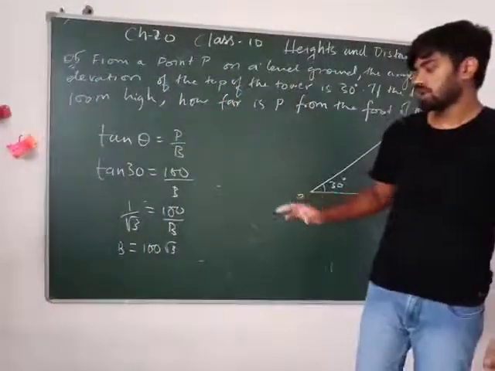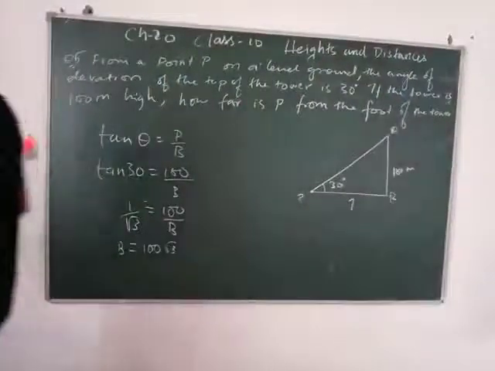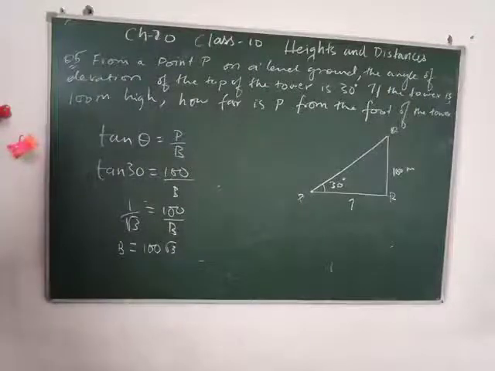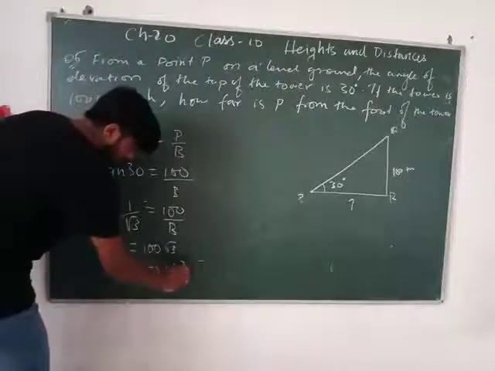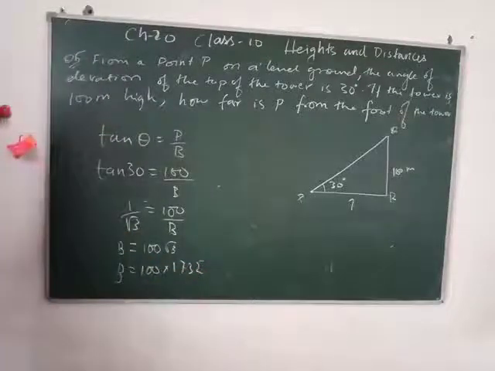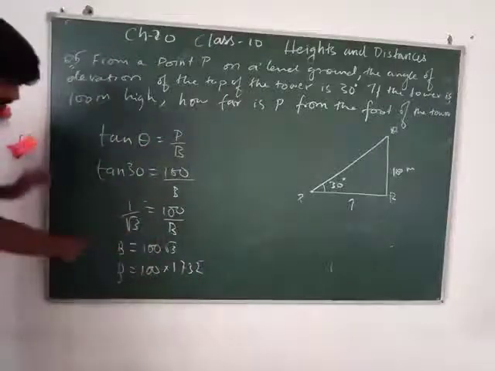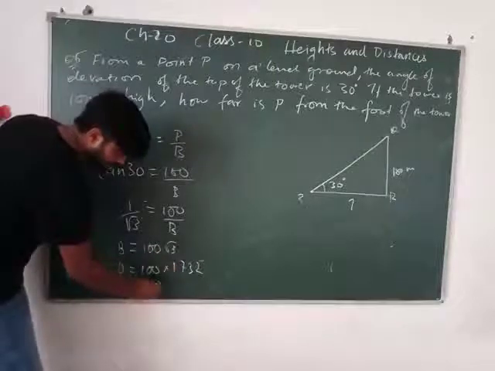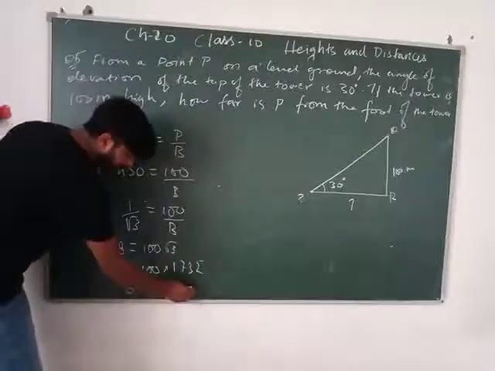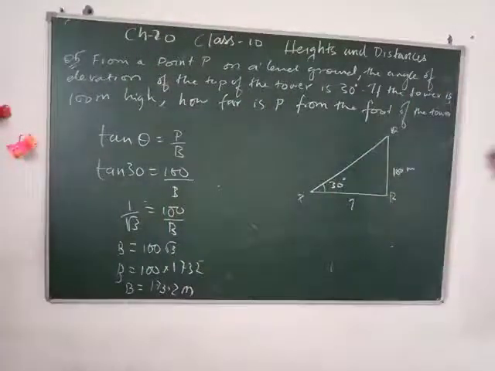Always make sure to bring your answer in points. So what is the value of this you will be keeping? So what is the value of √3? √3 is 1.73. 1.73 or 1.74. 1.732. Okay, this is the value. When I multiply this by 100, so what is the base I will get? So 100 से multiply करना 173.2 मीटर. So कितना दूर है ये P point tower के foot से, 173.2 meter.